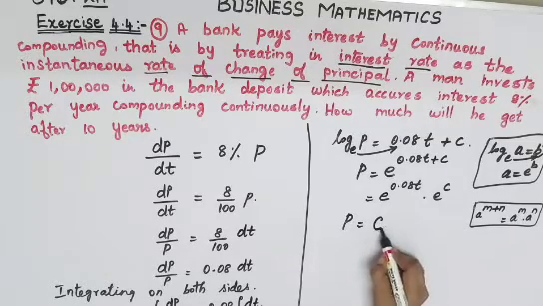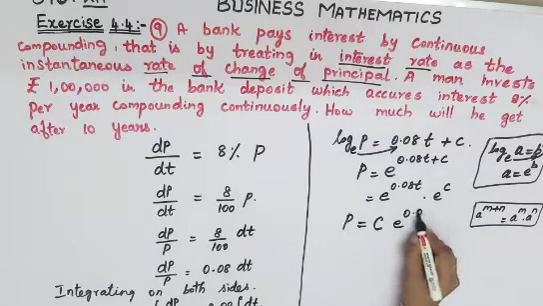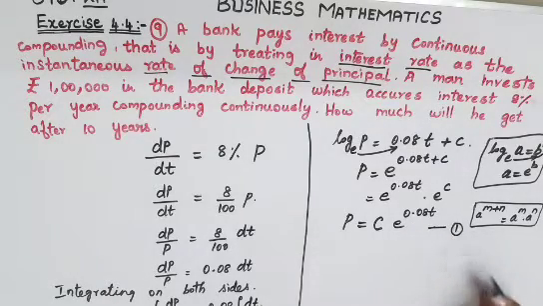So constant, take any value according to your sum. So c into e power 0.08t. Now I'll mark this as equation 1.